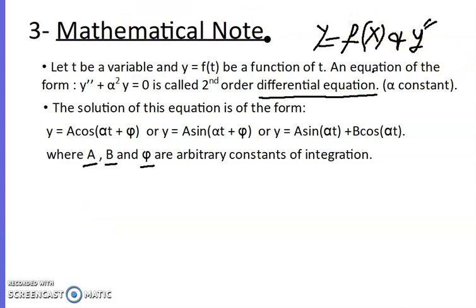Okay, in physics we will often use this form to find the solution. A cosine alpha t plus phi or A sine alpha t plus phi. Okay, we will skip this for now because you use this in mathematics. But here A and B are the two arbitrary constants. Here A and phi are the two constants of integration. Clear? Okay.